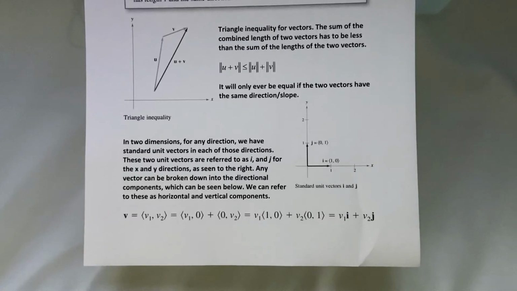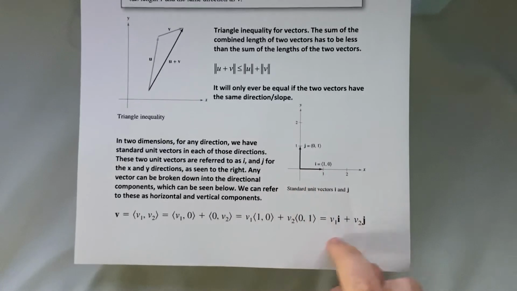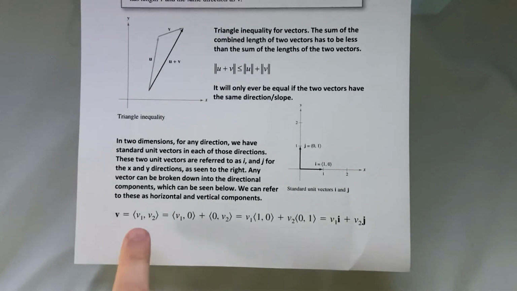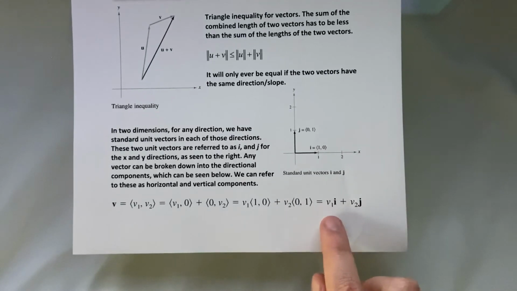Now, in 2 dimensions, we have standard unit vectors. We refer to the unit vectors as i in the x direction, this bolded i, and j in the vertical direction. Since any vector can be broken down into its components, a vertical and a horizontal component, we sometimes refer to vectors in this form, where v1 i plus v2 j. Doesn't really do anything for now, and I'll finish 11.1 in the next video.